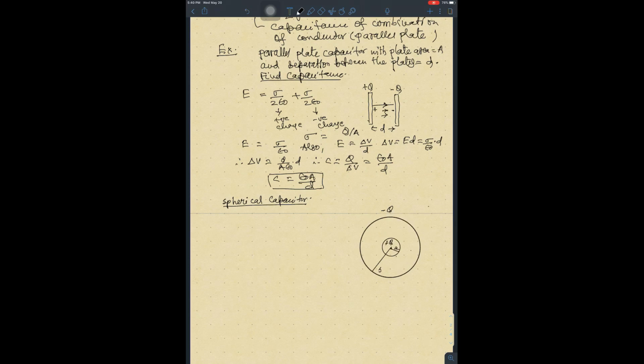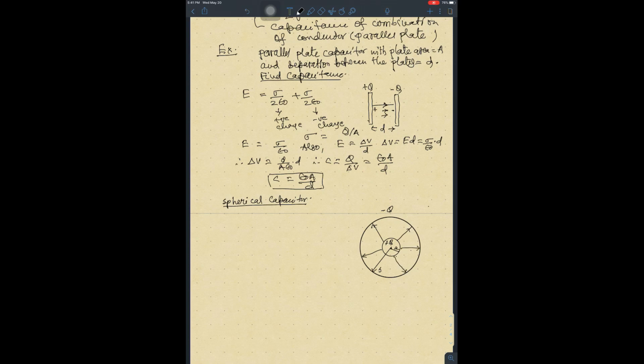Here we are given two spherical conductors of radius A and B, as shown in the figure. Inner is given charge and outer is earthed. So this is the first step that we have done. Second step is that we have to find the electric field. Now what we are observing here, the electric field will be in this direction. This is the electric field.